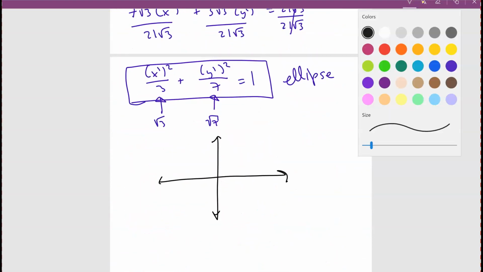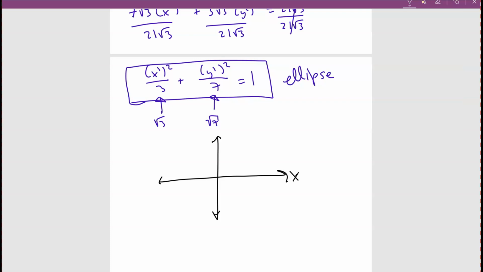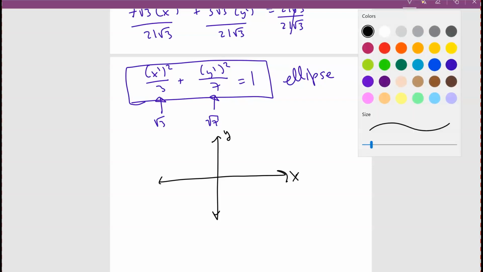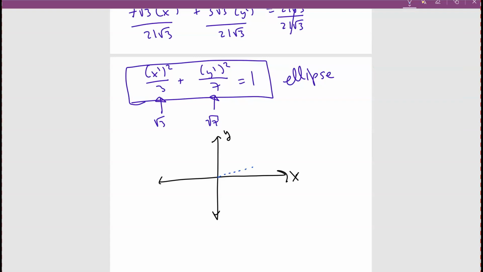So this is going to be x and y. And I'm going to rotate this 30 degrees. So 30 degrees is around here. Okay. So I rotated this 30 degrees, so this is going to be my new x prime y prime plane. So in the x direction, I'm going square root of 3 units. So let's say this is square root of 3. This is going to be negative square root of 3. And then I'm going square root of 7 units. So let's say this is square root of 7. This is going to be minus square root of 7. And this is going to be my graph of the ellipse, rotated.